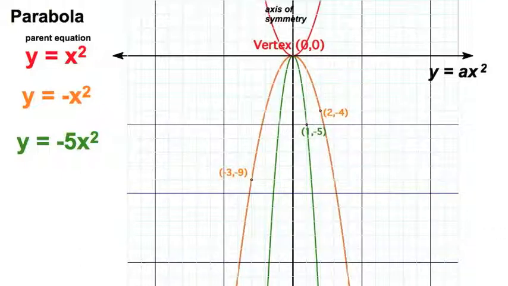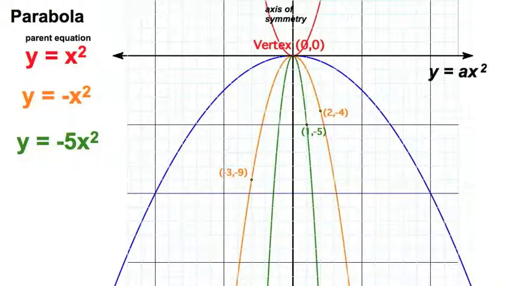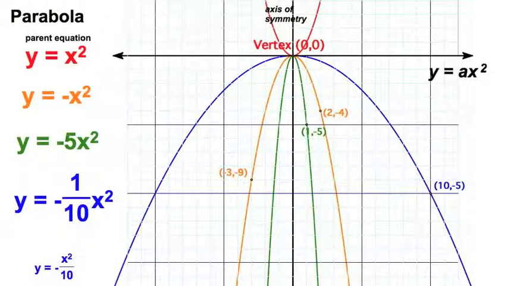Well, let's also make one less steep, more shallow. Move it out this way, and I can see it goes through this point. For example, 10, -5. That looks to me like we're representing negative x squared over 10, or negative 1/10 x squared.